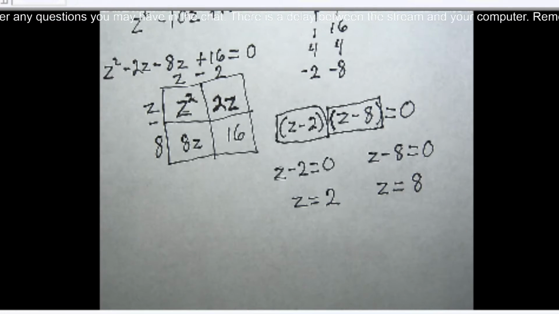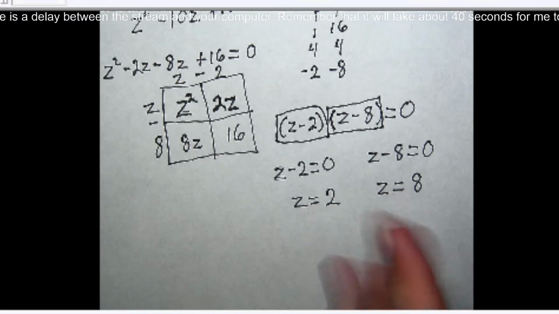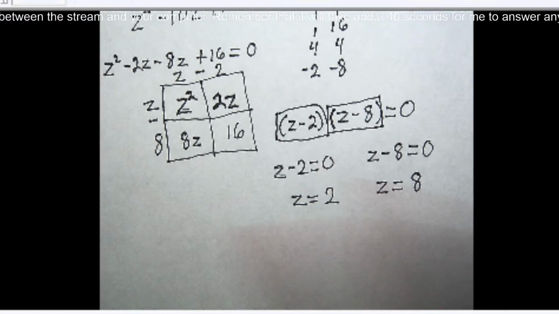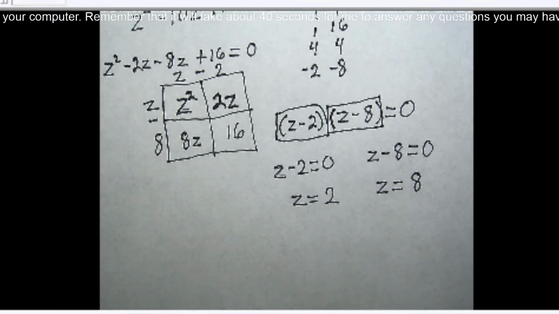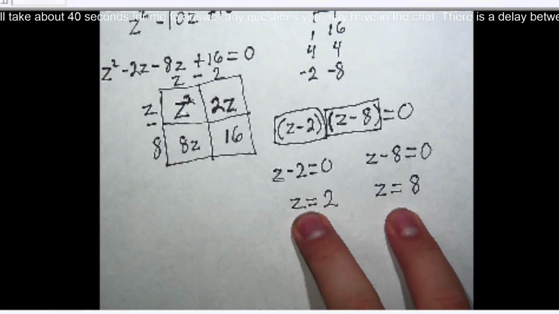An identity has an infinite amount of answers. In other words, any number you plug in there would work. Well, we can't plug in any number for this one. It's got to be 2 or 8, so it's not an identity. In a contradiction, no answers work. There's no answer. Well, we definitely have 2 answers here, so this is still a conditional.